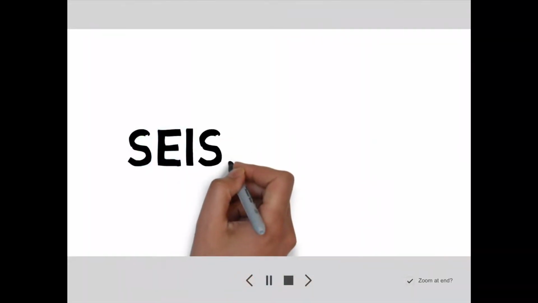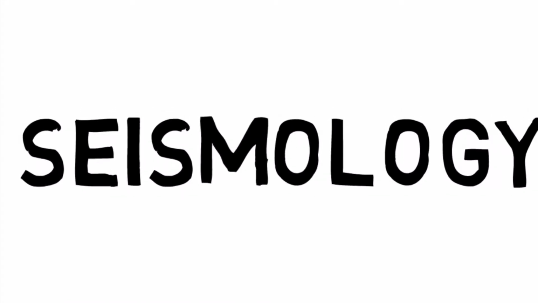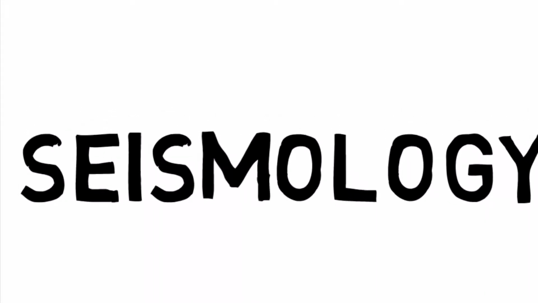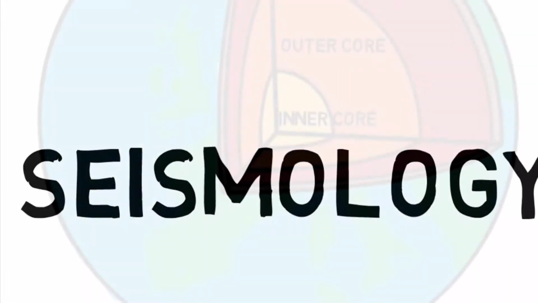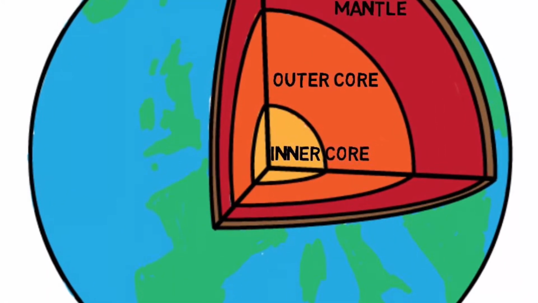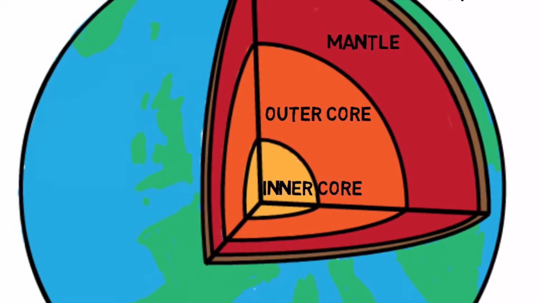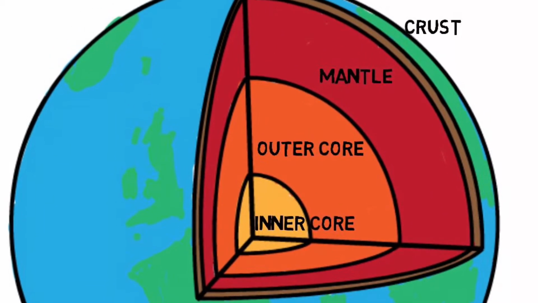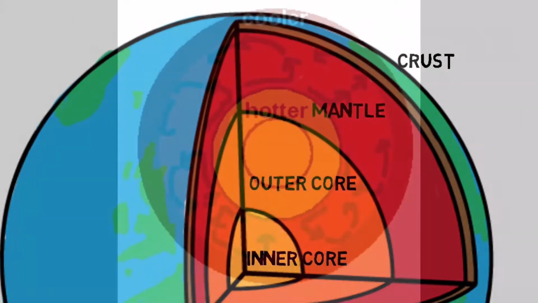Today we're going to talk about seismology. What is seismology? Seismology is the scientific study of earthquakes and seismic waves that move through and around the Earth. The Earth can be divided into four compositional layers: the crust, mantle, outer core, and inner core.